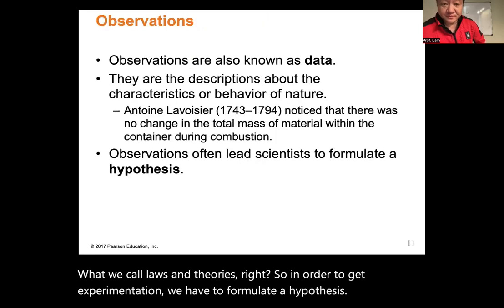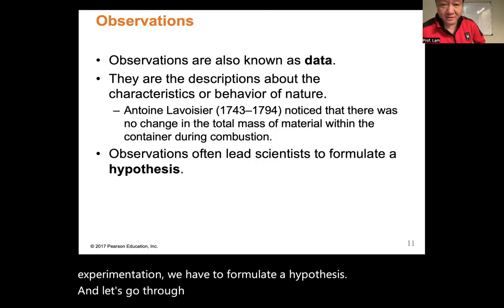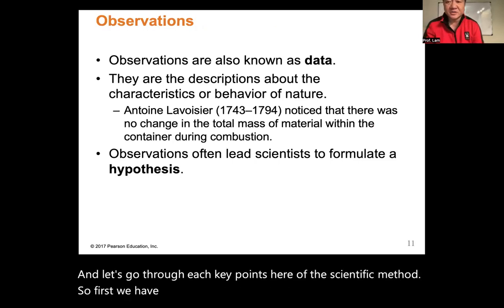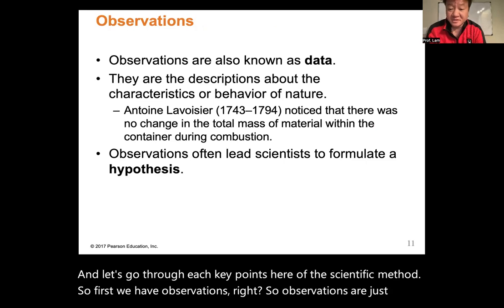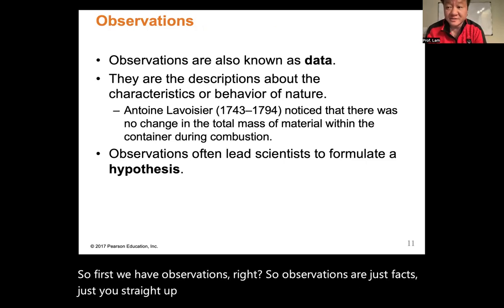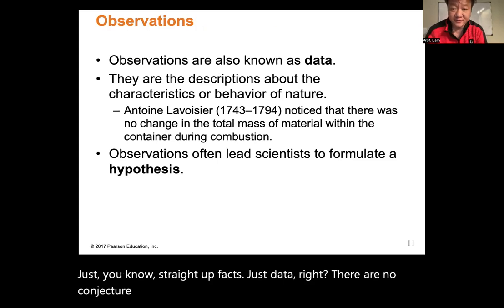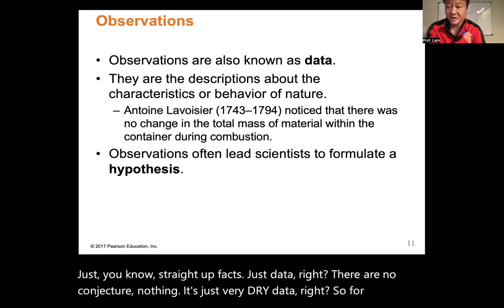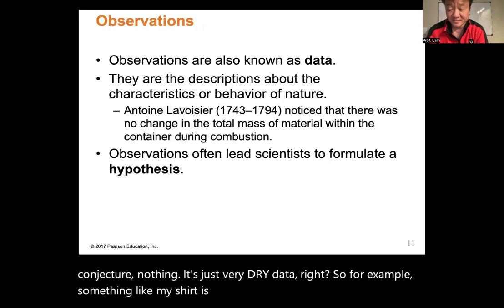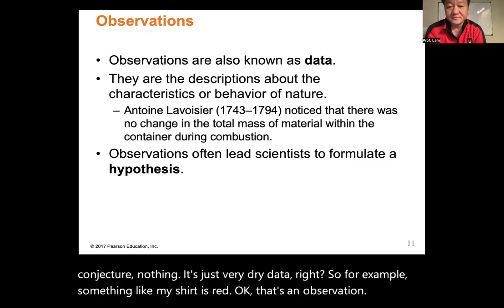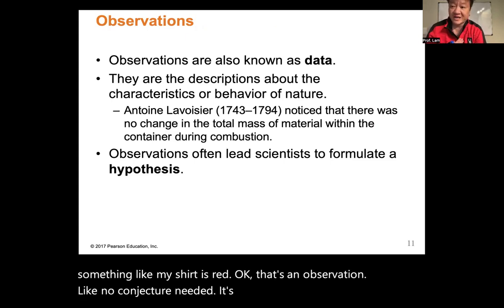Let's go through each key point here of the scientific method. So first we have observations, right? So observations are just facts, just straight up facts, just data, right? There is no conjecture, nothing. It's just very dry data, right? So for example, something like my shirt is red. Okay, that's an observation, right? No conjecture needed. It's just fact.